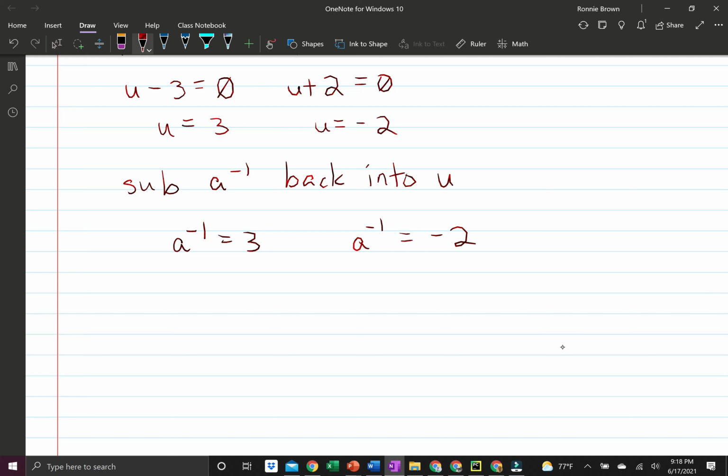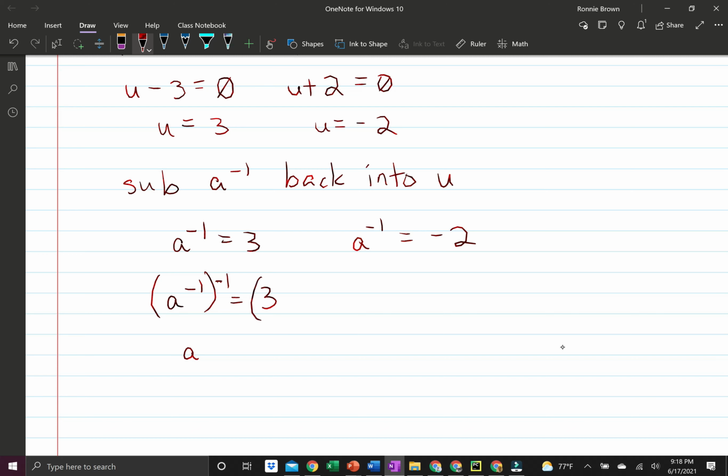If I have a to the negative first power is equal to 3, I really don't like that negative exponent there, so I'm going to raise this entire term to the negative first power. So what happens when I raise a power to a power? Well, I have to multiply. According to the properties of exponents, I multiply, and what do I get? I get a to the first power, right? Negative 1 times negative 1 is positive 1, and you know and I know that I can write a to the positive 1 power, or I can just write a.